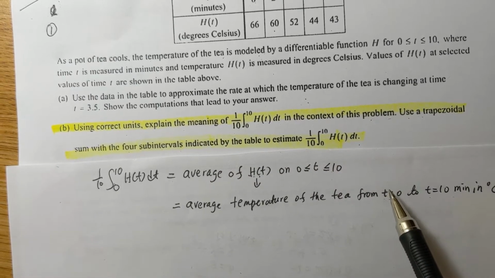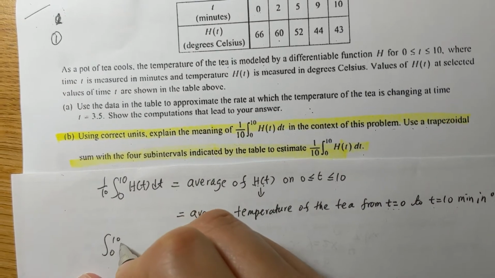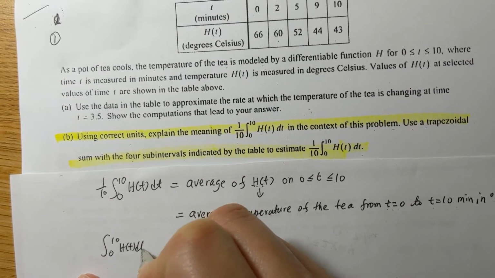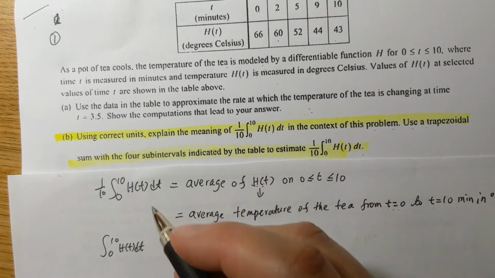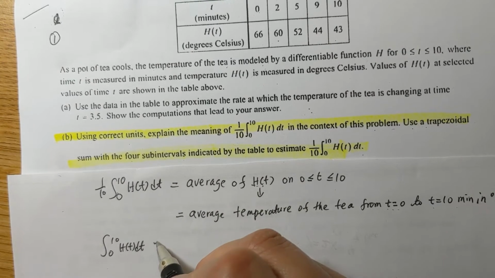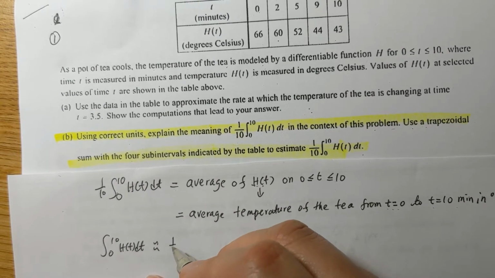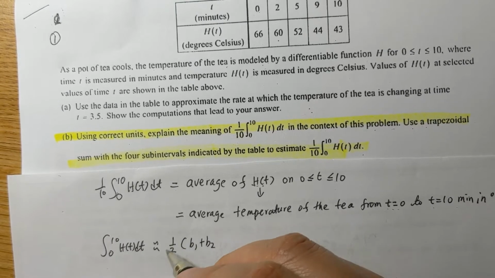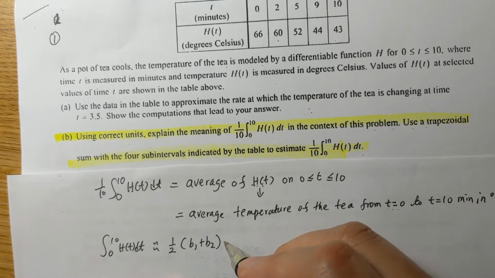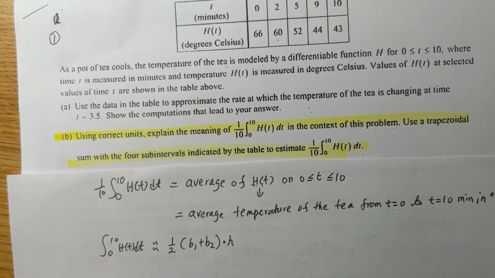So why do we have to estimate? Because this part represents the area underneath the curve. We don't have the curve, we only have the table, so we have to approximate. So we are going to use a trapezoidal sum. The trapezoid formula is 1/2 of base 1 plus base 2, times the height. And then you're going to do 4 of them.